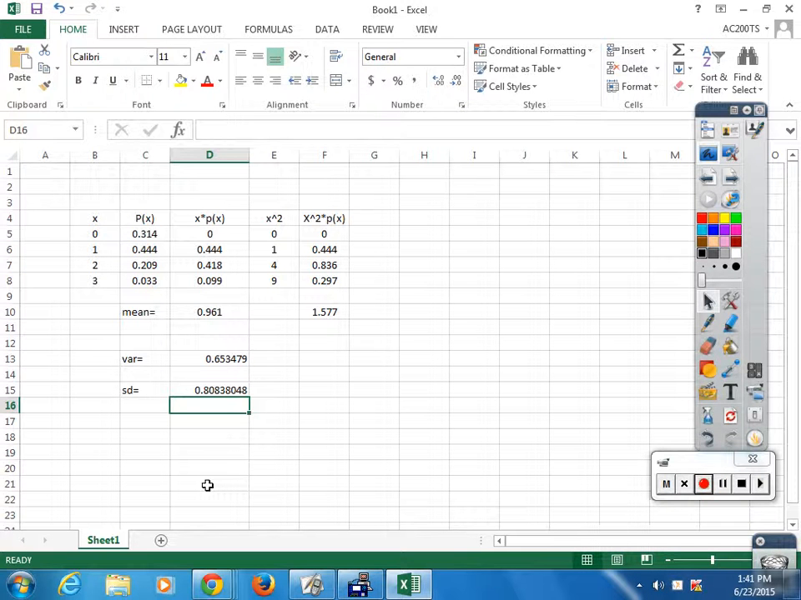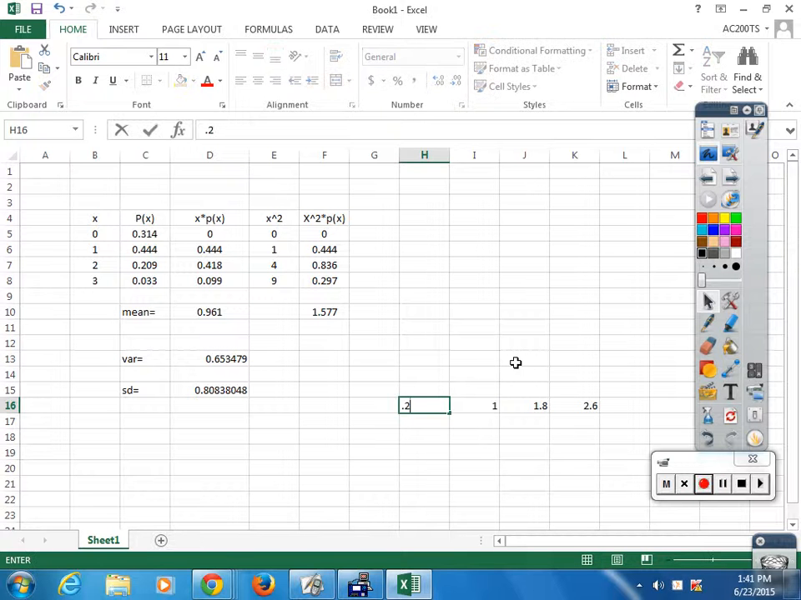Now, of course, we're going to take that, and our mean is what? 1. I'm just going to use 1 as my mean because I don't want to add decimals. And then 0.8, that's 1.8. And then 2.6. And then 1 minus 0.8 is 0.2. 0.2 minus 0.8 is negative 0.6.